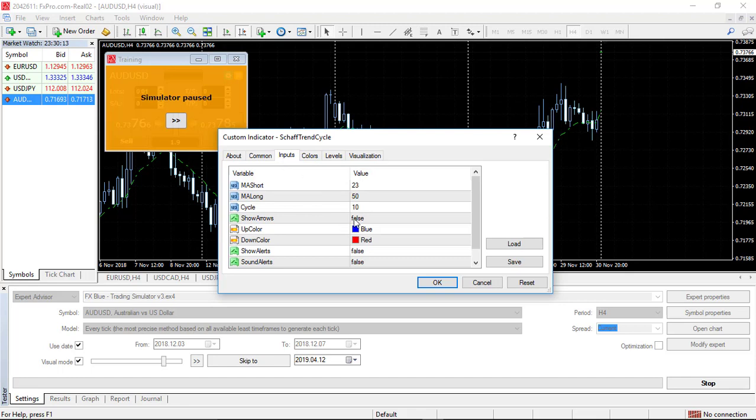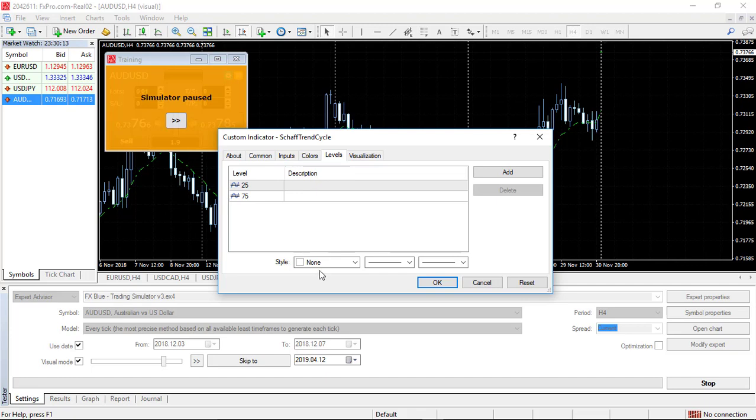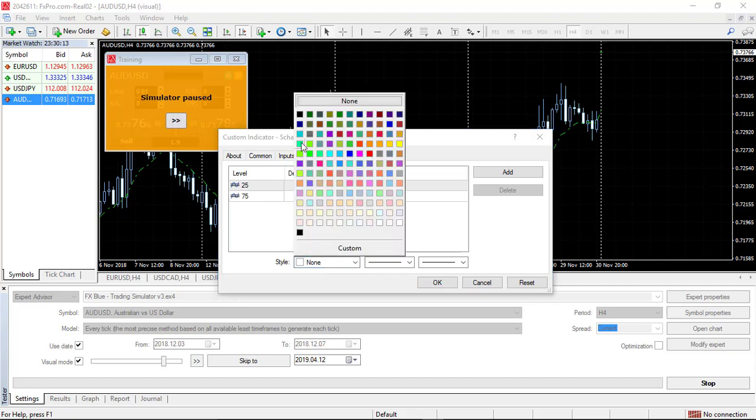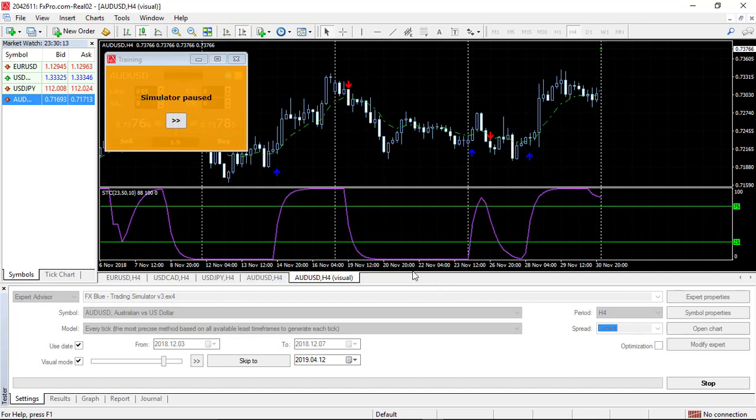All you need to do is to change Show Arrow to True. Leave this value at default, then come to Levels and change None to any color you like. Let me pick Line. Then you press OK. As you can see, we have a signal here.